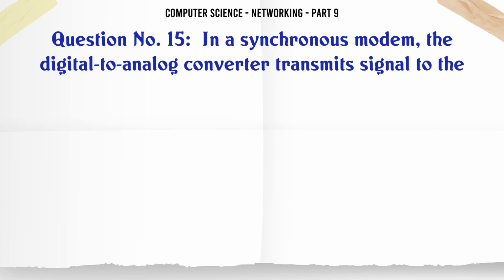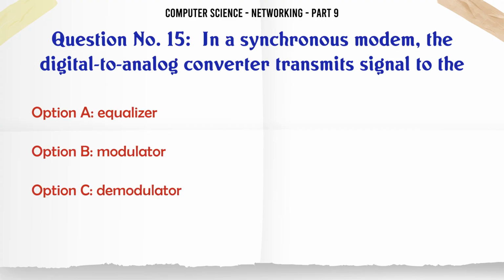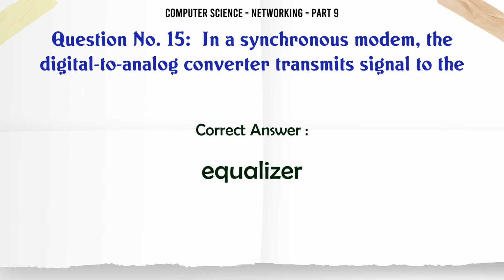In a synchronous modem, the digital to analog converter transmits signal to the A. equalizer. B. modulator. C. demodulator. D. terminal. The correct answer is equalizer.